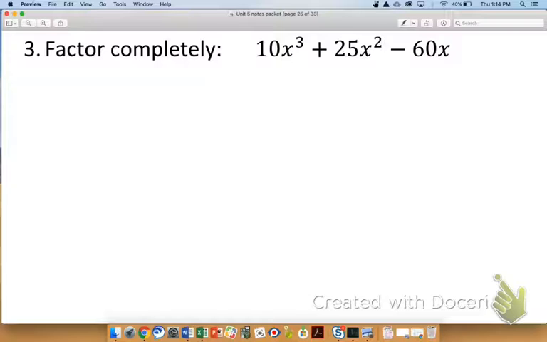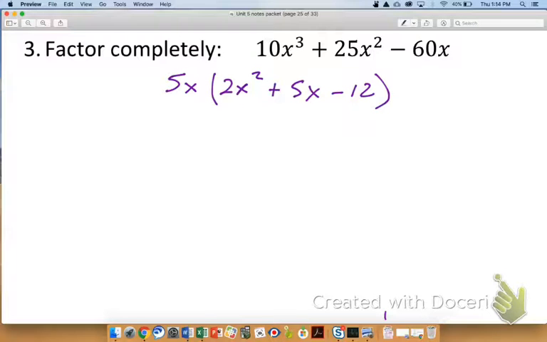Okay, I'm going to try to catch up to you all. So here we go. I walked around and I saw that just about everybody had 5x as their GCF. Very encouraging, because that's the right GCF. So wonderful job there. Leftovers are 2x squared plus 5x minus 12.